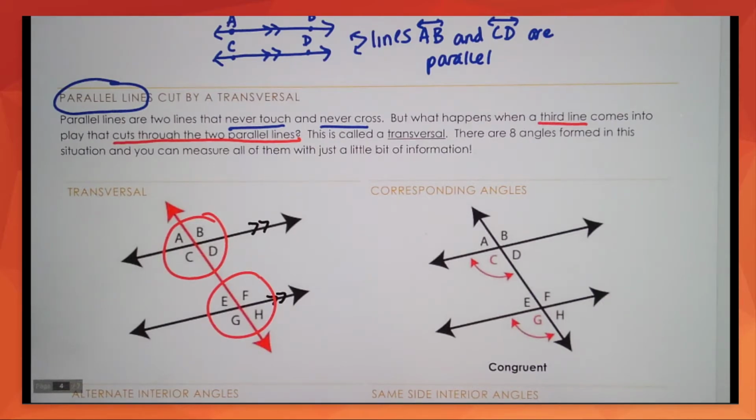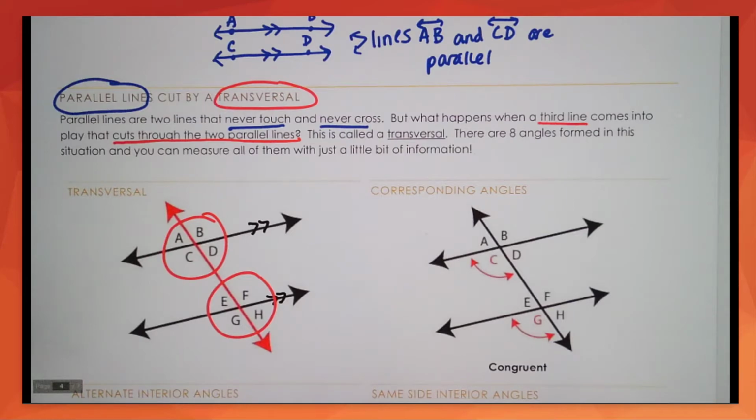And that is the whole gist behind what a set of parallel lines cut by a transversal are. It's a big mathematical word, but that's really all that it's saying. We're trying to break it down so it's easier to remember, okay?